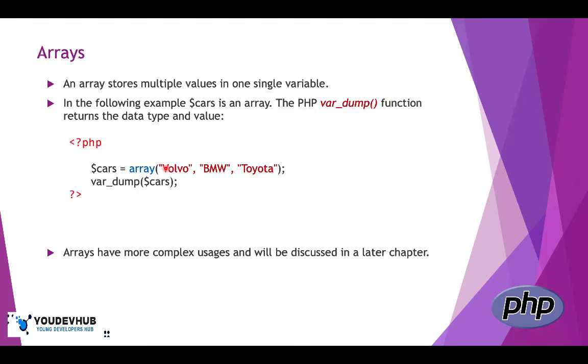Arrays. An array is something like a container or a box for housing multiple values in a single variable. In the example below, we have a variable of cars which stores an array of types of cars. We have Volvo, BMW, and Toyota. If we use the variable dump to print out the cars, we can see what it's going to be. Arrays have more complex usage and we'll discuss them in a later chapter. But let us go to our text editor and see what this is going to give us.